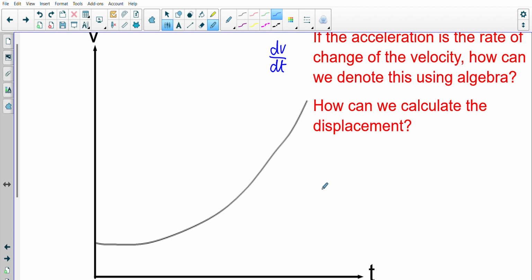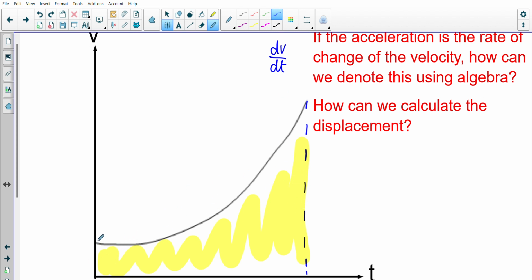How can we calculate the displacement? Well, in the previous slide, I was saying that the displacement, or the distance travelled, is the area underneath the graph. And in this case, it will be the area underneath the curve, so the whole of this bit. And we'll be interested in the area between two limits.